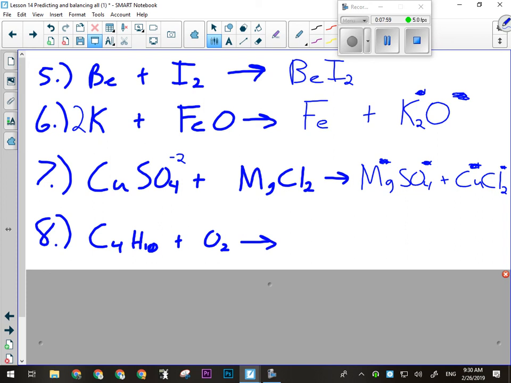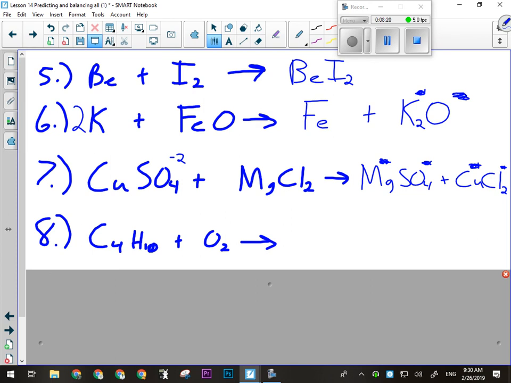Balance is always last because I need to make sure I have all the small numbers right before I start trying to put in coefficients. So I got 2 chlorines, 2 chlorines, 1 magnesium, 1 magnesium, 1 sulfate, 1 sulfate, 1 copper, 1 copper. It's already balanced. So I don't have to do anything with it.